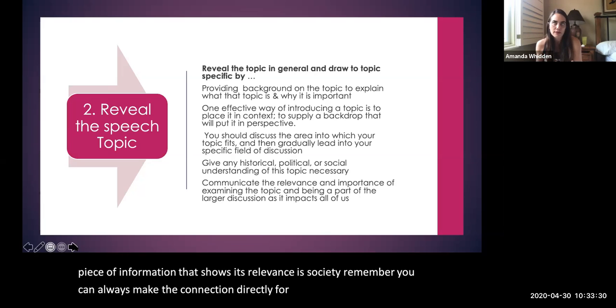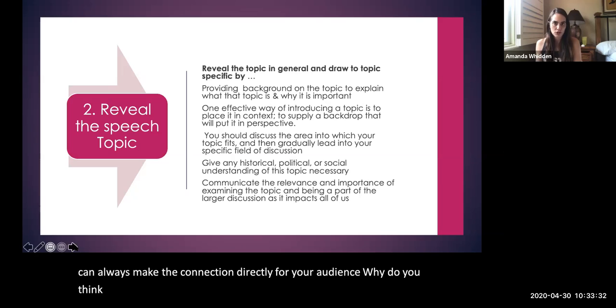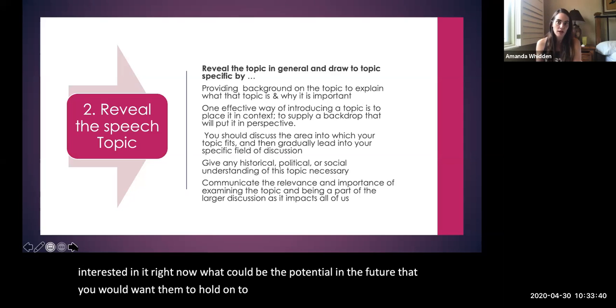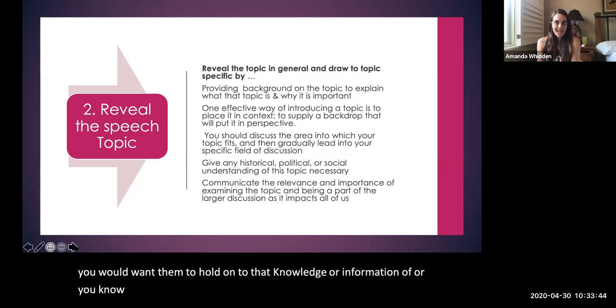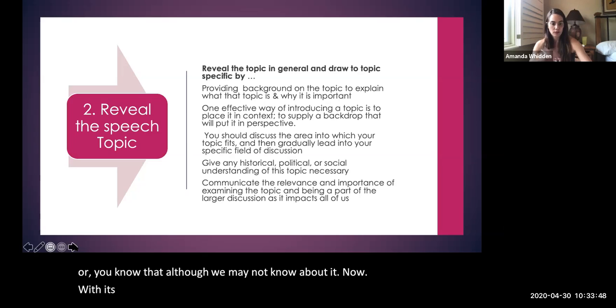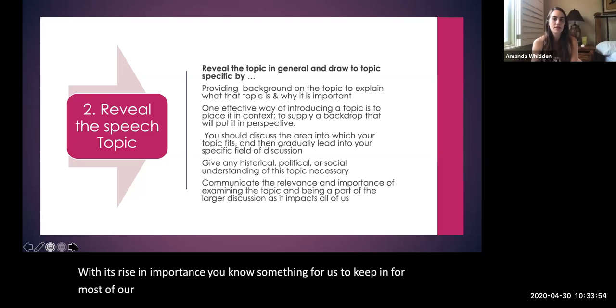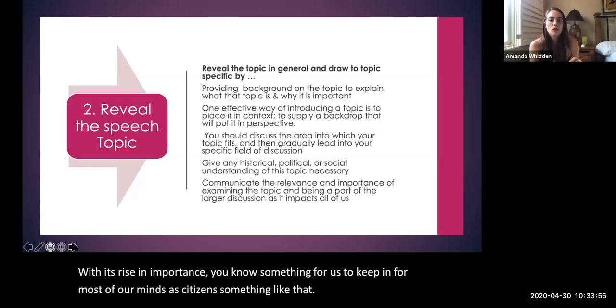Why do you think a college student would be interested in this? If they're not interested in it right now, what could be the potential in the future that you would want them to hold on to that knowledge or information? Or, although we may not know about it now, with its rise in importance, it's something for us to keep in the foremost of our minds as citizens, something like that.